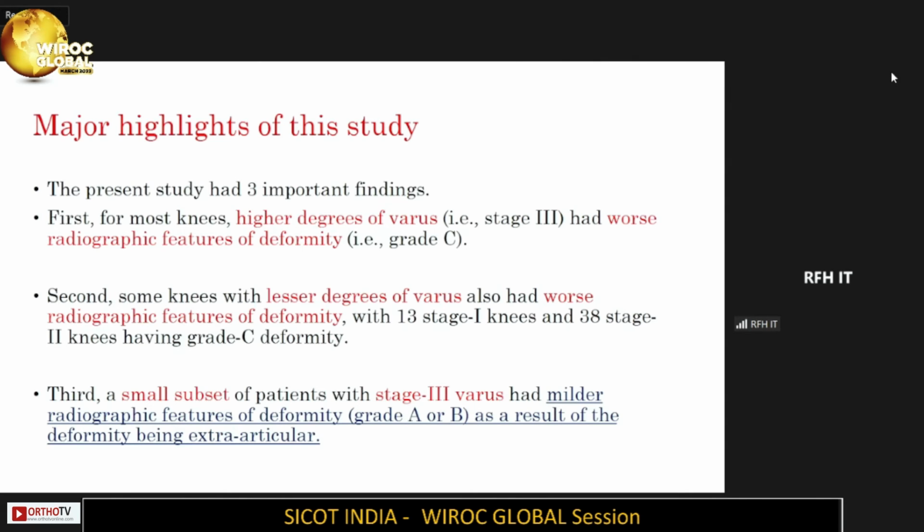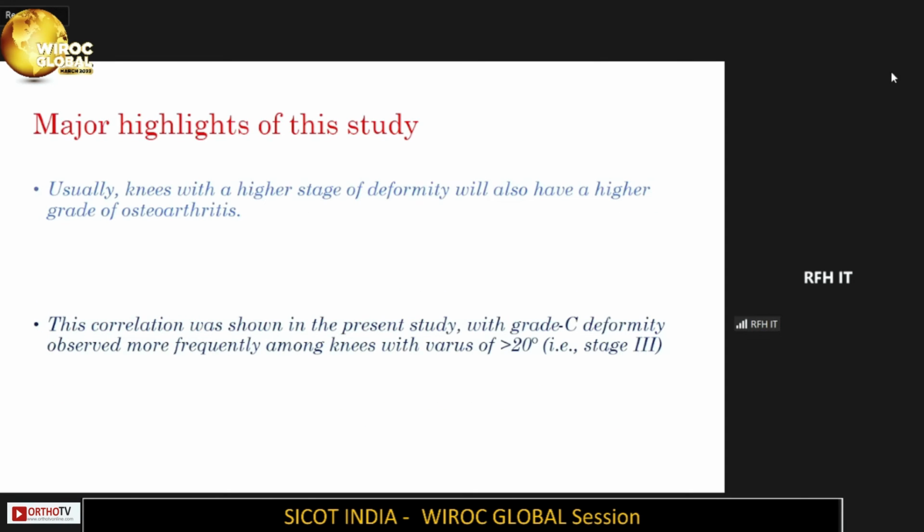A small subset of patients with stage 3 varus had milder radiographic features of deformity, that is grade A and grade B, as a result of the deformity being extraarticular. Usually the knees with a higher stage of deformity will also have a higher grade of osteoarthritis. This correlation was shown to be present in the study, with grade C deformity observed more frequently amongst the knees with varus more than 20 degrees.